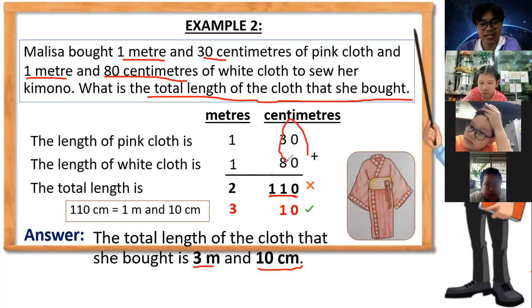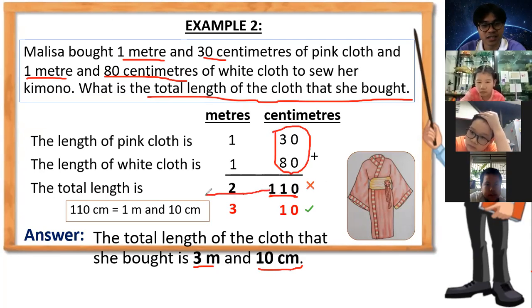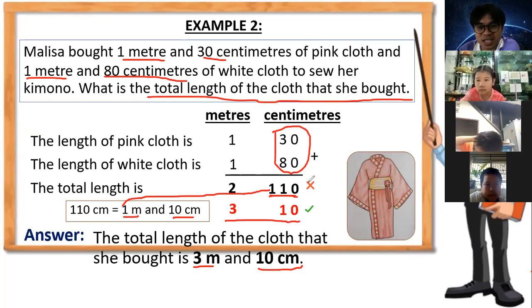We separately add the centimeters, and then we convert the 110 centimeters to meter and centimeter. That's why we have the result here. Okay, understand, Mini? Mini is putting X here. It's wrong. If we do it this way, as what we did a while ago, it's also the same.